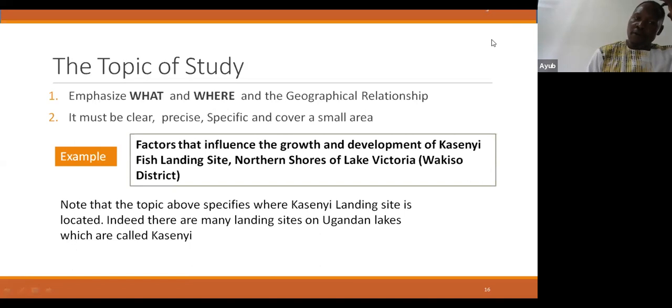So I give an example of a topic that is good. For example, factors that influence the growth and development of Kasenyi Fish Landing Site. Now in this one, you see, I'm studying factors that influence growth and development of what? Of Kasenyi Fish Landing Site. I don't say, I studied Kasenyi Fish Landing Site. Then where was it? It is in the northern shores of Lake Victoria. And why do I say that? It is because there are many fish landing sites in Uganda that are known as Kasenyi.